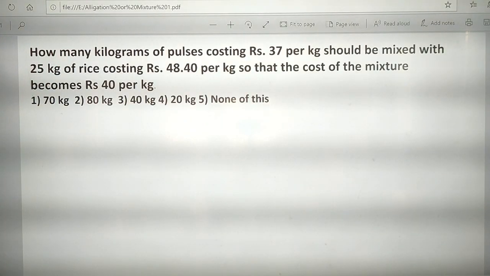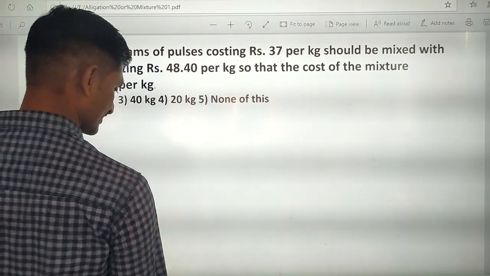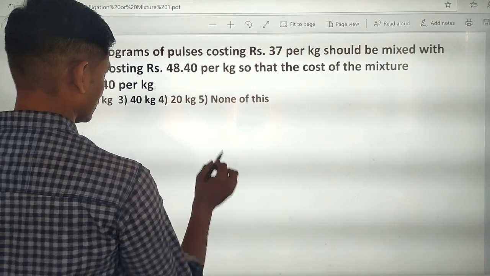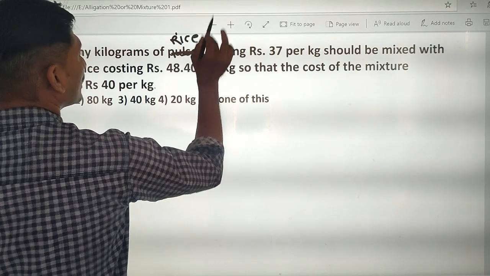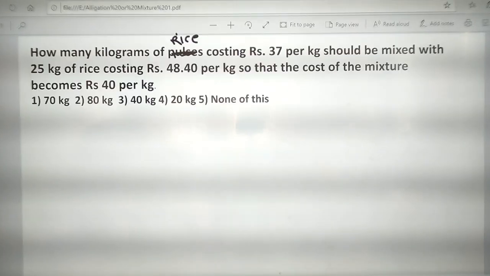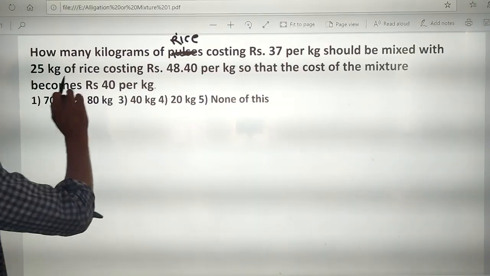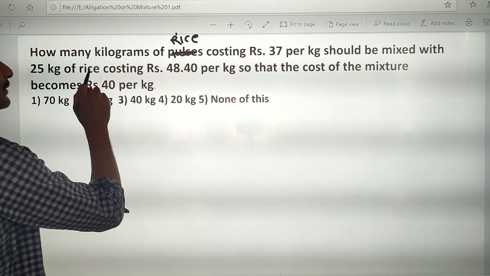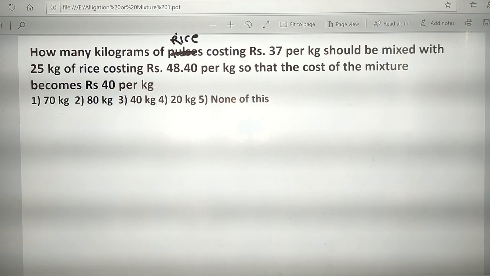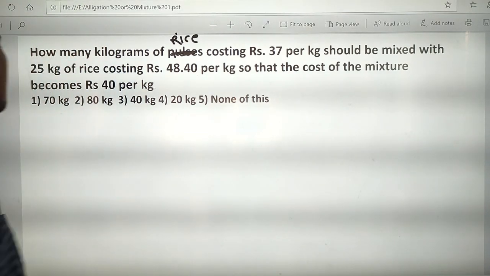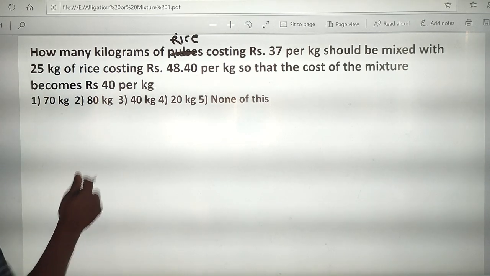How many kilograms of rice costing rupees 37 per kg should be mixed with 25 kg of rice costing rupees 48.40 per kg, so that the cost of the mixture becomes rupees 40 per kg?